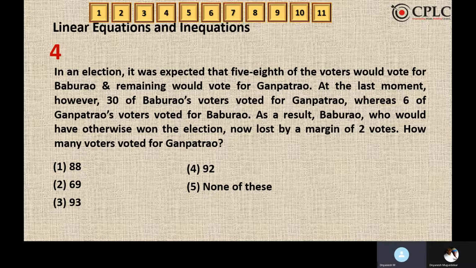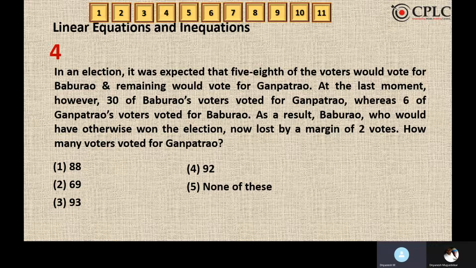So classic question, 5/8 and the remaining will be 3/8. So that tells me that the total number of voters has to be a multiple of 8. So what I'll do is I'll assume that the total voters are 8x. Then what happened? 5/8 of the total voters, that is 8x, meaning 5/8 of 8x will be 5x. So 5x people voted for Babu Rao and the remaining, that is 3x, voted for Ganpat Rao.